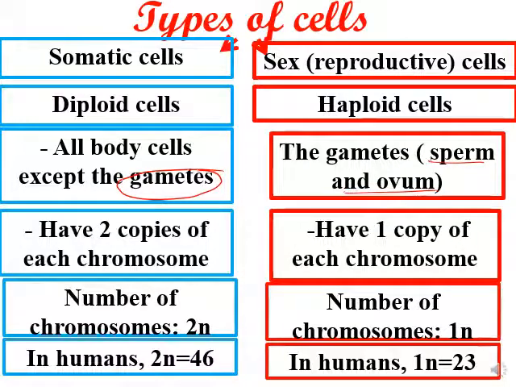We have two copies of each chromosome in the somatic cells, while in the sex cell, we have one copy of each chromosome. The number of chromosomes is 2n, and in humans 2n equals 46. While in the haploid, it's 1n, and 1n equals 23.